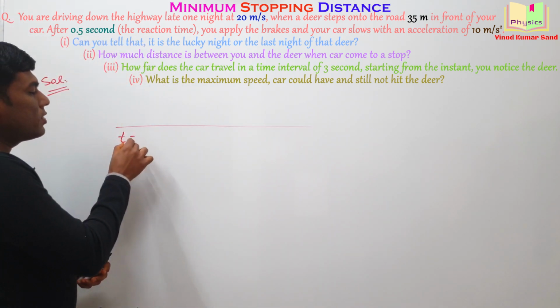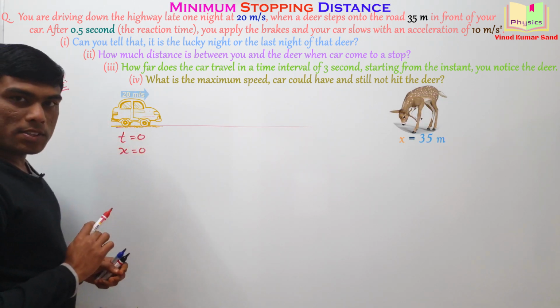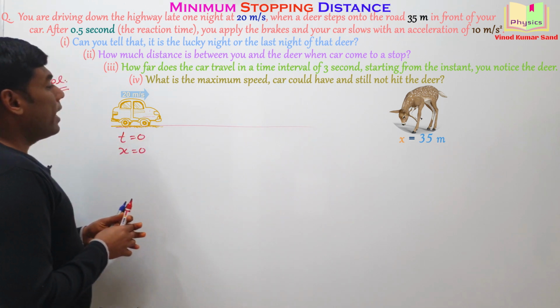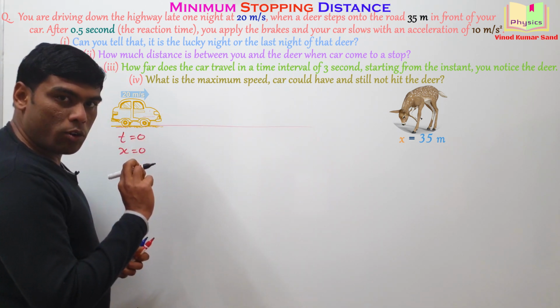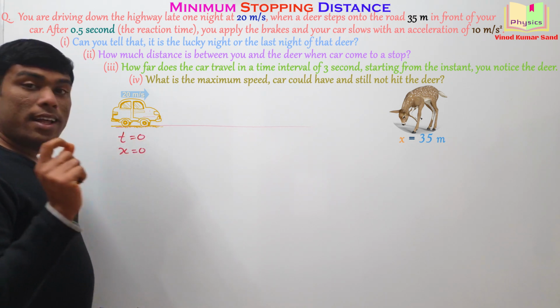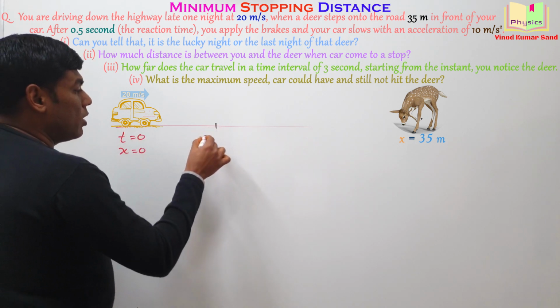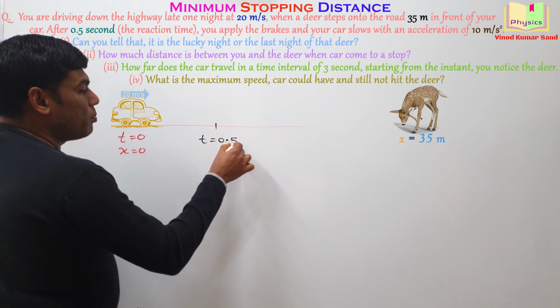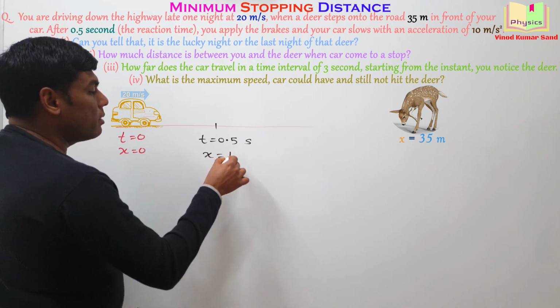This is the moment t is equal to 0, and let's say your car is at x is equal to 0. At this moment, the velocity of the car is 20 meter per second in the forward direction. Done. And the reaction time is given as 0.5 second. So let's say this is the moment t is equal to 0.5 second, and here the x will become 10 meter.